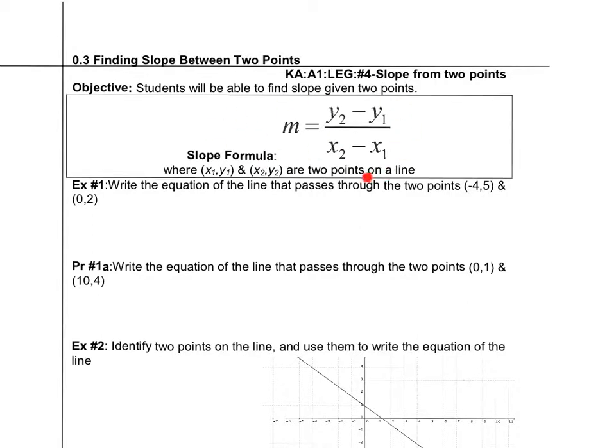This is our basic slope formula. M is what represents slope, and these are just the values from two coordinates, see? So x1, y1, x2, y2, these are just two coordinates that are somewhere on the plane that they give us. And we're going to calculate the slope.